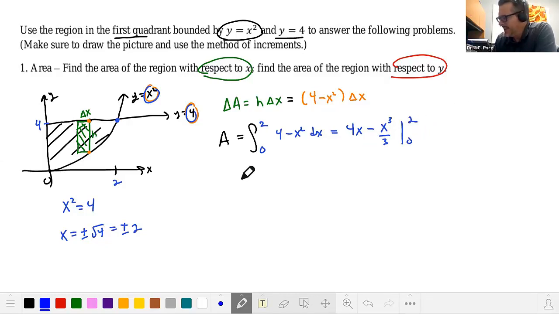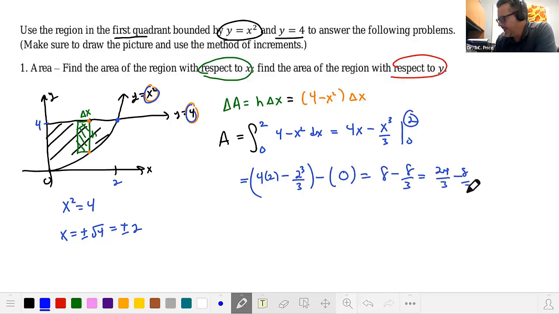And so that's going to be equal to, we're going to plug in the upper limit. So 4 times 2 minus 2 cubed over 3, and then take off, put that in parentheses, what you get when you plug in 0. When you plug in 0, you just get 0. And so that's going to be equal to 8 minus 8/3, which of course is equal to 24 over 3 minus 8 over 3, which equals 16 over 3. And don't forget the units since it's area, it must be units squared.